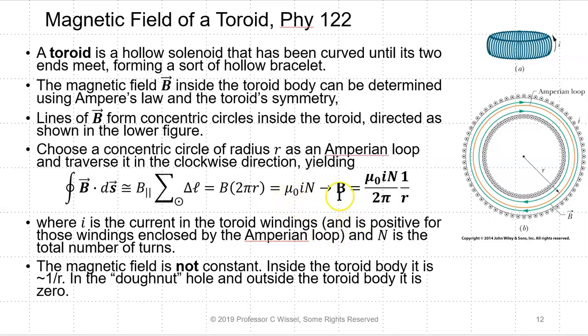So then we can solve this for B. B equals mu naught I times n over 2 pi times 1 over r. I is the current in the toroid windings, and is positive for those windings enclosed by the Amperian loop, and n is the total number of turns in the toroid.